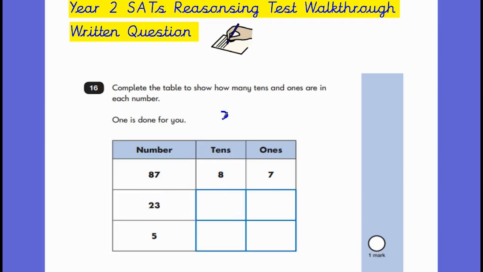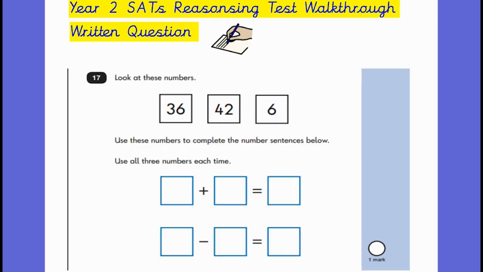But some children would be used to partitioning and writing it like this. 23 equals 20 plus 3. Now, if they did that, they would get this answer incorrect. They have to identify how many tens and how many ones are in the number. So here we've got 2 tens. So instead of writing 20, they must write 2. And here we've got 3 ones. So instead, we'd have to write 3 in this box here. Now, this one is also designed to trick them a little bit because the number 5 has 0 tens and it has 5 ones.